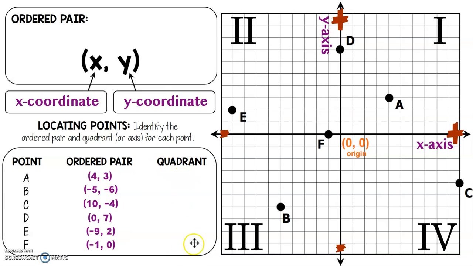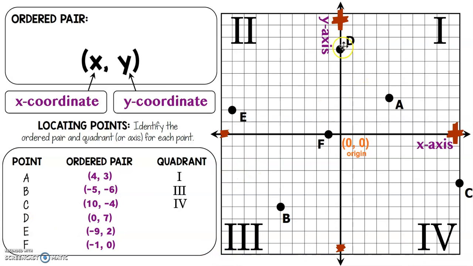Now let's talk about the coordinates and where these points lie on each quadrant. So point A is in quadrant 1 because point A's location is in the first quadrant. Point B is in quadrant 3. Point C is in quadrant 4. Its location is in this fourth section of our coordinate plane.